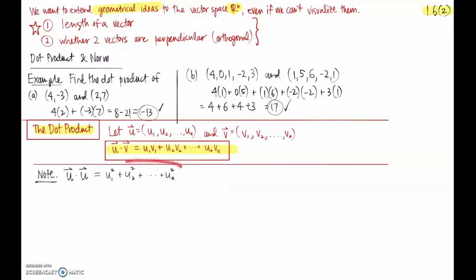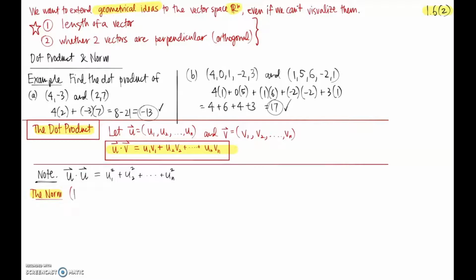Hopefully you came to the idea that it should look something like this, because you're going to get u1 times u1, so that's u1 squared, u2 times u2, u2 squared, un times un, which is our un squared. So a vector dotted with itself, and boy, this starts to look a little bit like the Pythagorean theorem, or at least pieces of it, which leads to our next term, the norm of a vector.